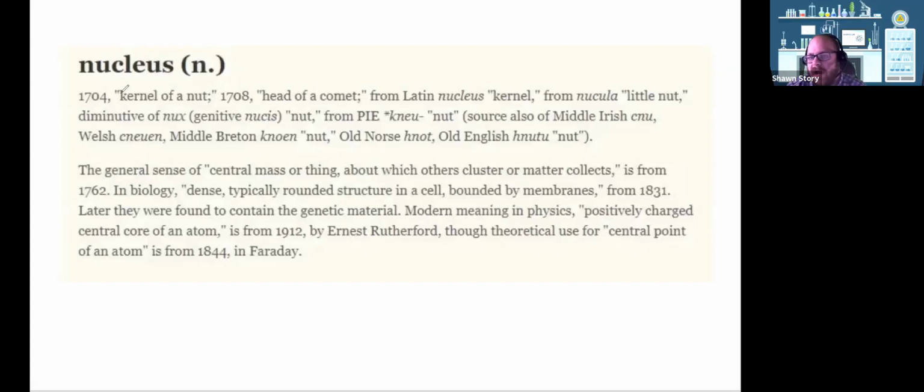So I went to etymology.com to see where this word actually came from. How old is it? When was it first used? A lot of these science words originally come from Latin. They take an existing Latin word to describe the scientific world. So they took the Latin word nucleus, which meant kernel or little nut. So when you say the word nucleus, you're actually saying little nut in Latin, or like seed, center, source.